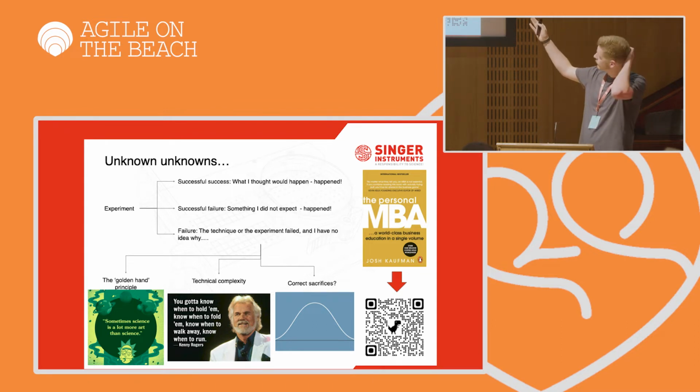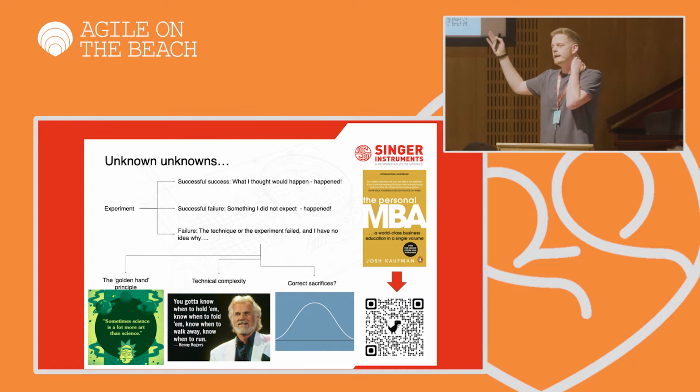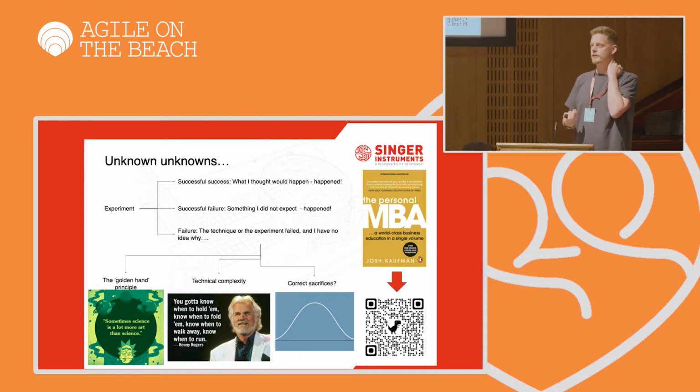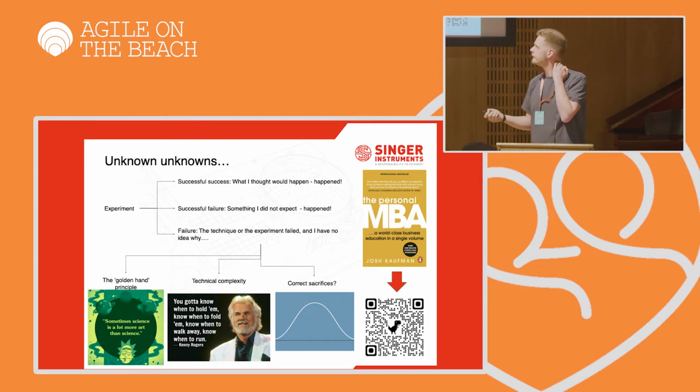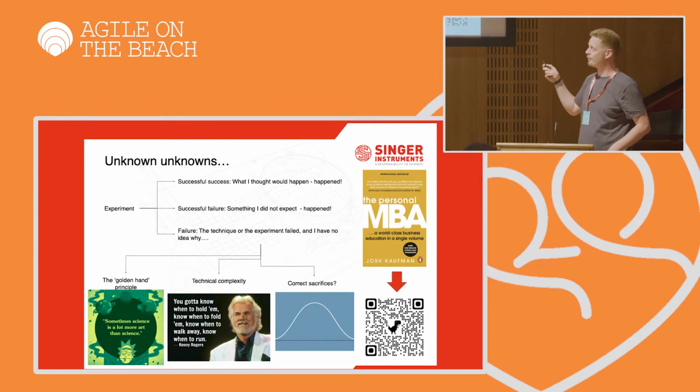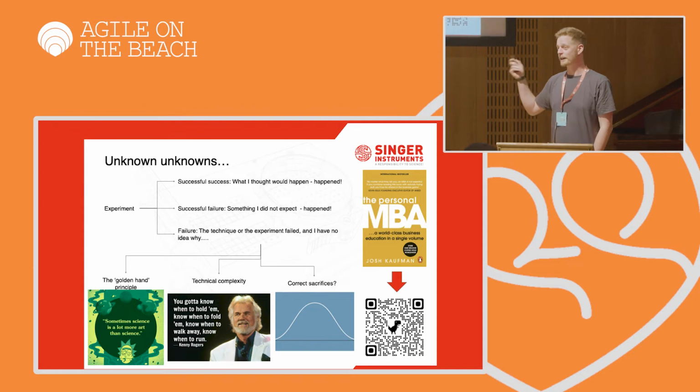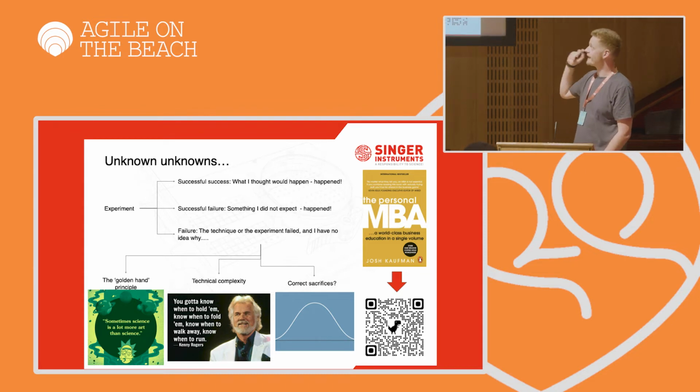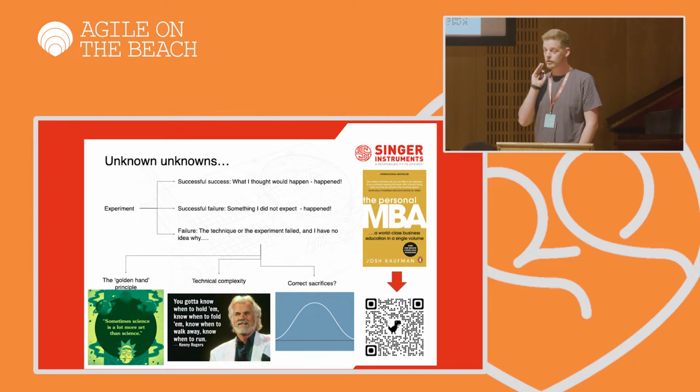Secondly, as NASA would put it, you have a successful failure. A successful failure is something happens that you didn't expect, but actually you learn something new out of it. And that's useful information that you can document and record and share. However, you also just have failure. Kind of abstract failure. And that is the technique or the experiment, or for some reason you do not know, your experiment fails and you have no idea why.